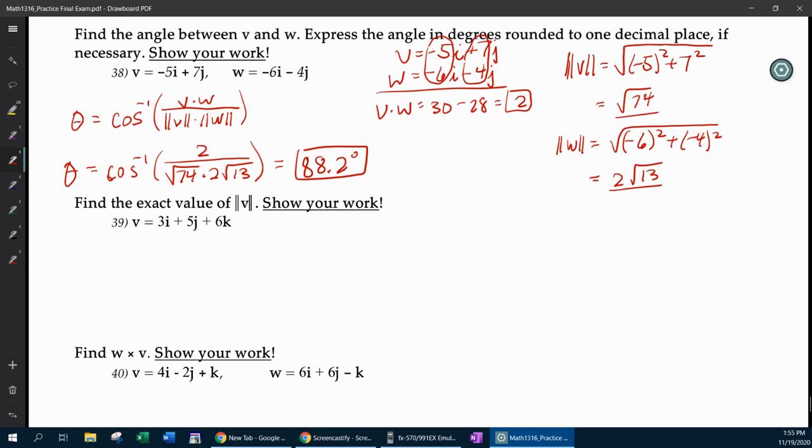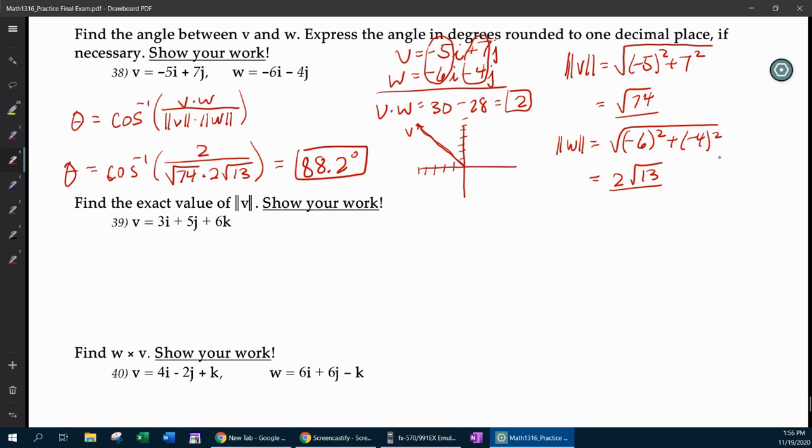And just to give you, again, the quick little way you can check and see if you're close, I'm going to sketch the graph of each vector and see if it appears to be close to 90. 88.2 is pretty close to 90 degrees. All right, so vector V is negative 5, up 7. And so that's going to put that vector something like that. There's vector V.